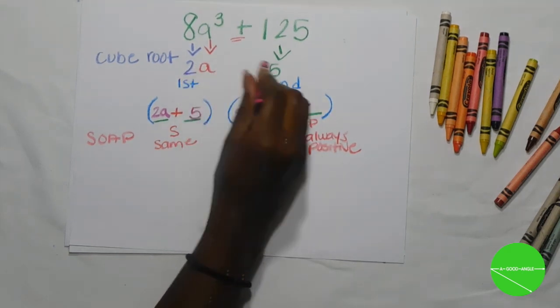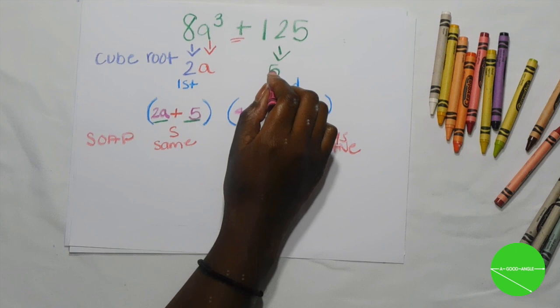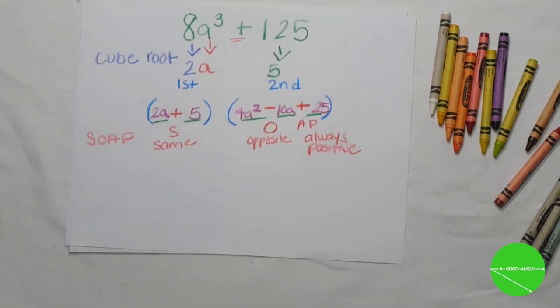Now, first one times the second one. So 2a times 5 is 10a. And then second one squared, 5 squared is 25. That's how you factor the sum or difference of cubes.